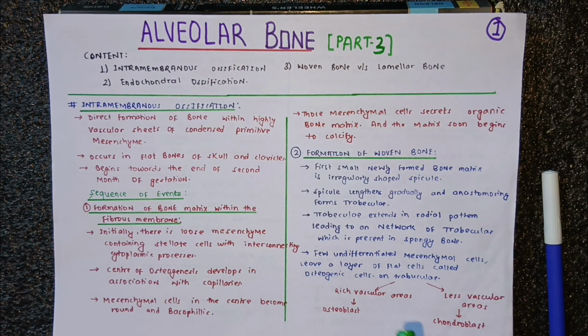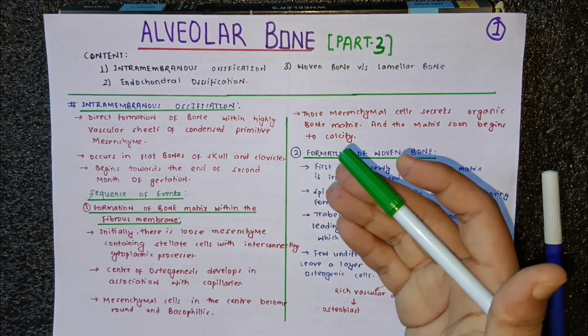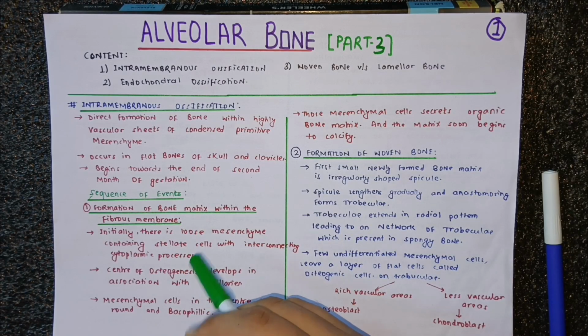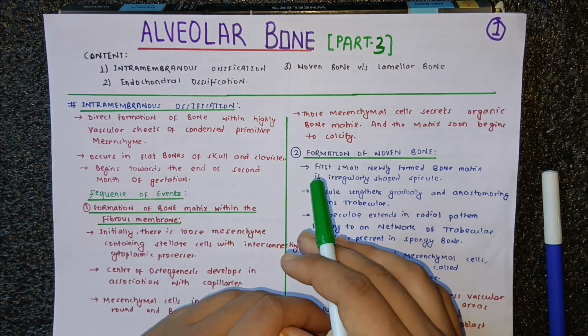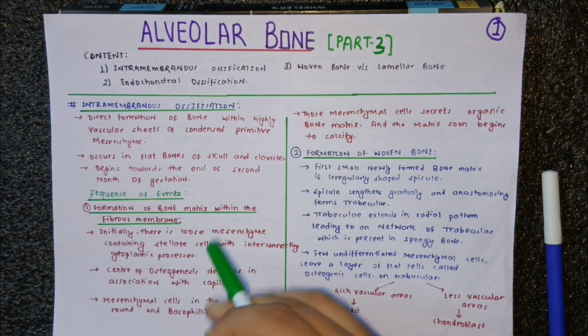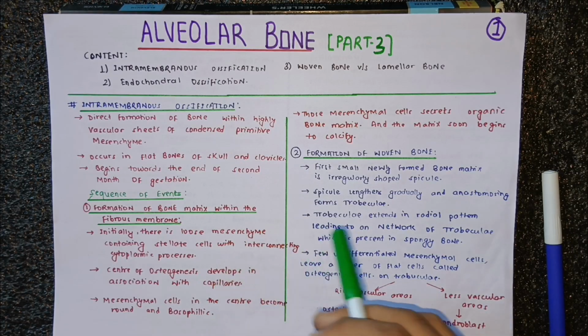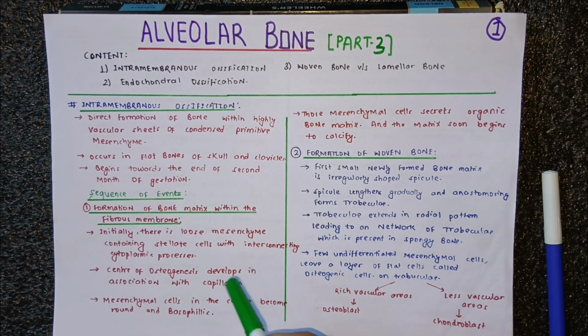This is part 3 of the video on the alveolar bone, and in this video we will be discussing intramembranous ossification, endochondral ossification, and a small topic, Orban bone versus lamellar bone. We will be studying the ossifications in detail. All these notes are prepared from Orban's, so I'll be dealing properly with every line of Orban.